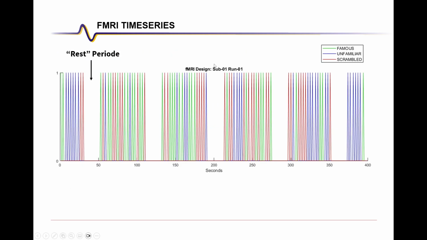Here's the fMRI time series of the design for one subject in one run. And so green trials are famous trials, blue trials are unfamiliar, and red are scrambled. And you can see that this is an event-related design where these different trial types are basically intermixed. And then we have multiple blocks that are kind of separated by rest periods here shown in white.